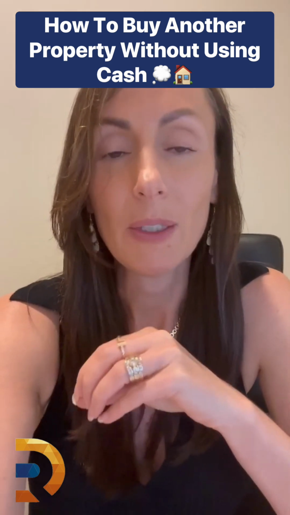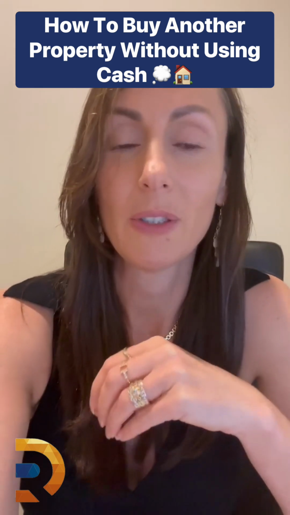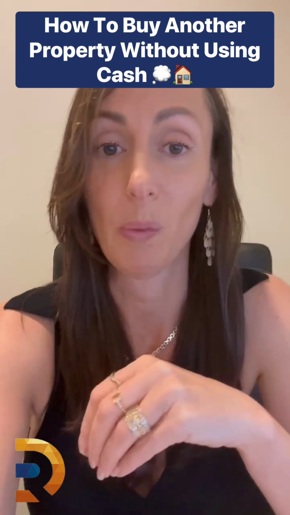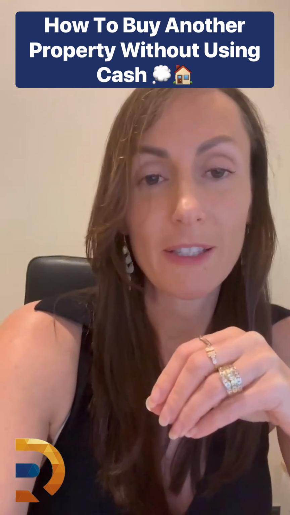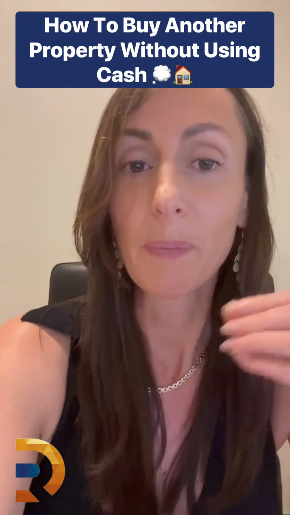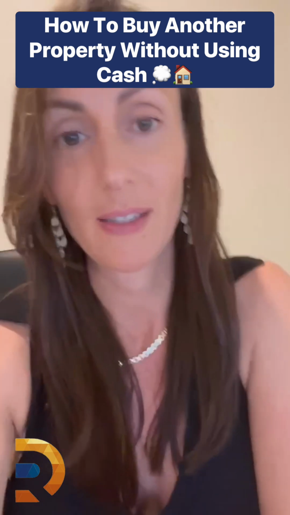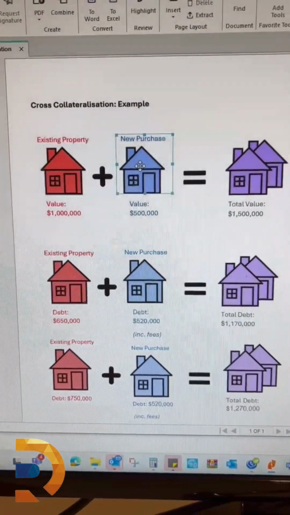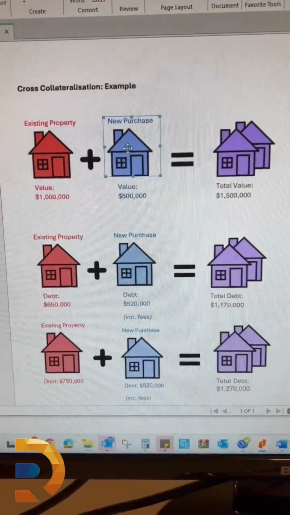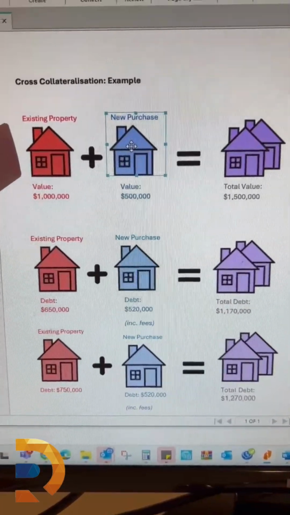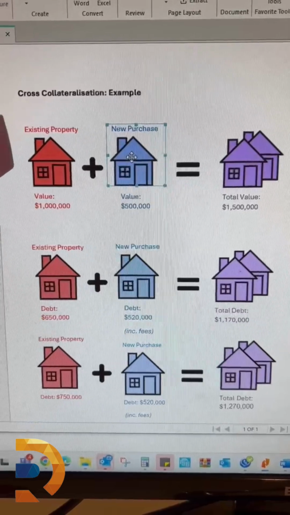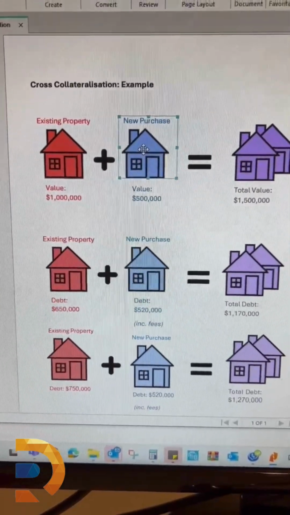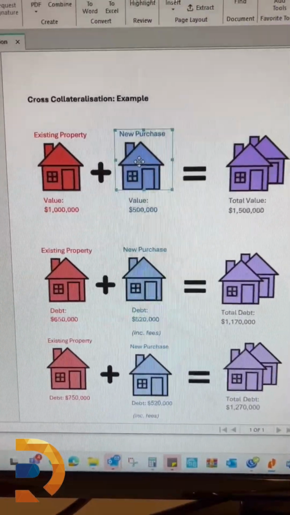So I'm going to try and explain how we use equity to buy another property. So I'm going to flip my screen around and show you some little pictures because I find that pictures make things a lot easier. So here we have a couple of different pictures. So the first I'm going to point to is this red home. This is your existing home. Let's say it's worth $1 million in value.